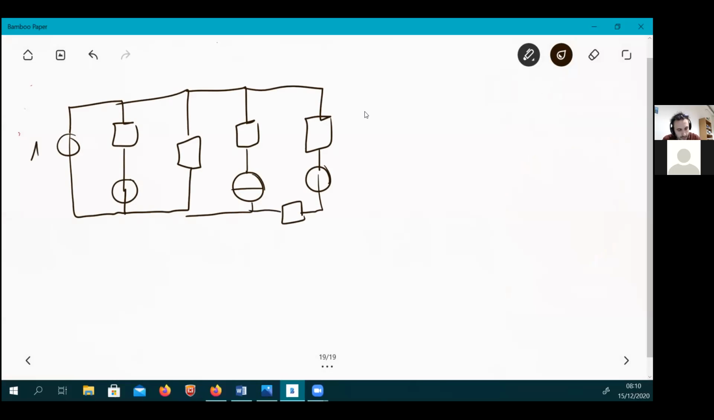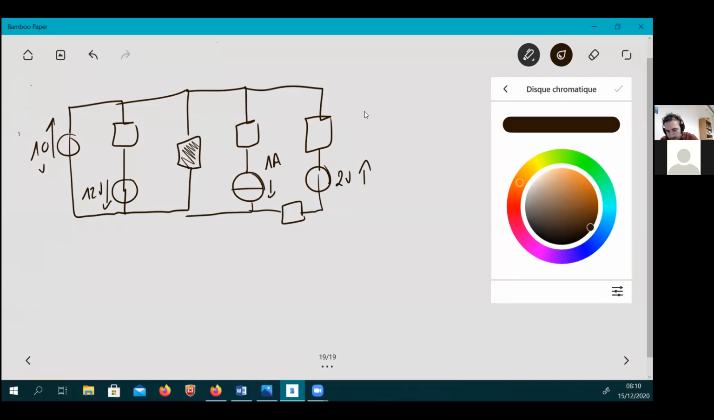All right, so 10 volts this way, 12 volts this way, 1 amp this way, and 2 volts this way. The question is, what is the current entering in the gray resistor, which is this one? So let's go for it.